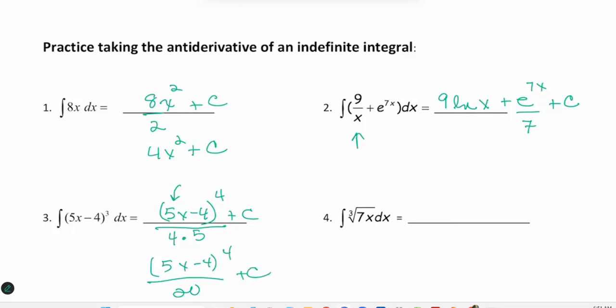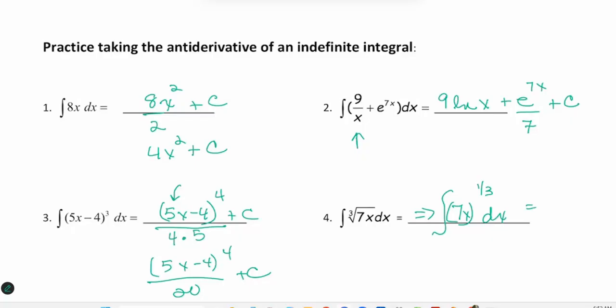Okay, we can't deal with radicals, so we're going to rewrite it first off. So let me come over here and say rewrite. Let's rewrite this as 7x all to the 1/3 power dx integration.